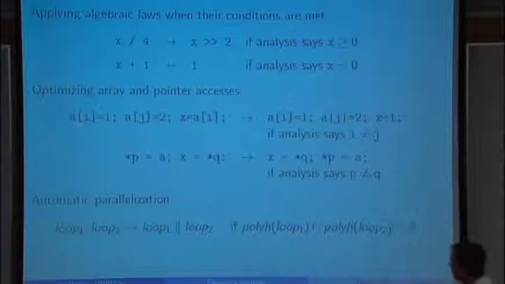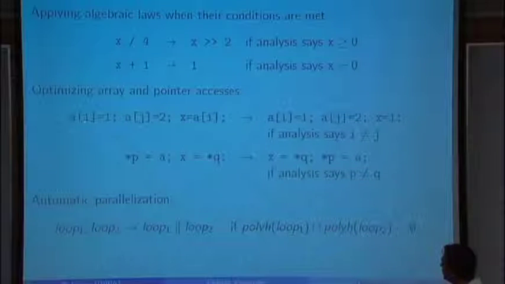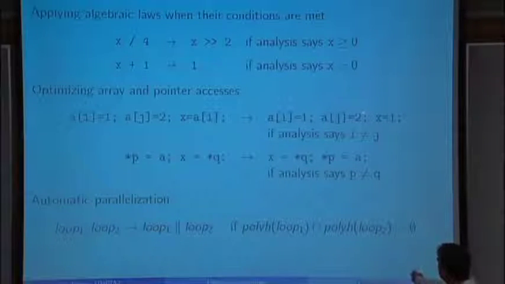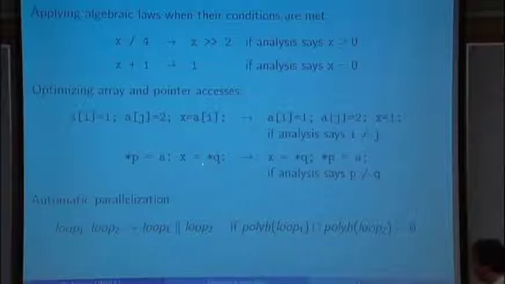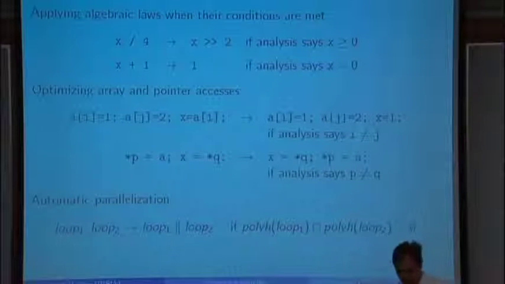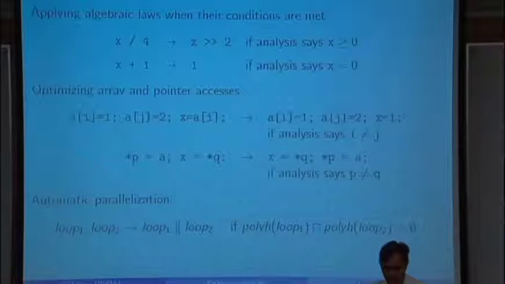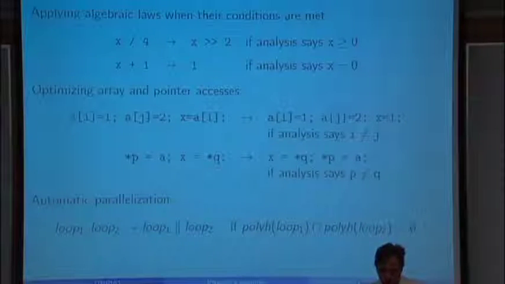Then you can do a lot with array or pointer accesses. So for instance, here we are assigning into a of i, then into a of j, then reading back a of i. And if we know that i is not equal to j, then we know that what we are reading here is what was written there, and so we can optimize this into x equals 1. And likewise, if we have a store to a pointer followed by a load from another pointer, and if we know those pointers are distinct, then we can do the load first and the store second, which is generally good because loads have latency, take some time to complete.